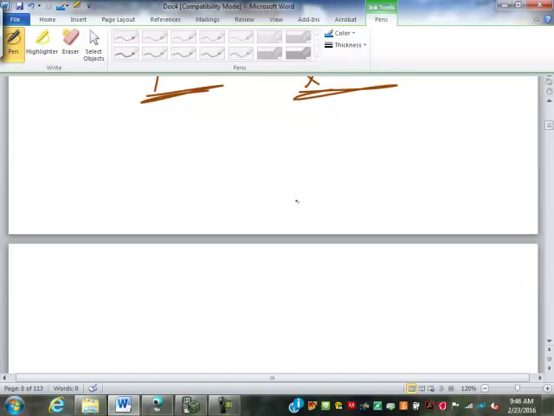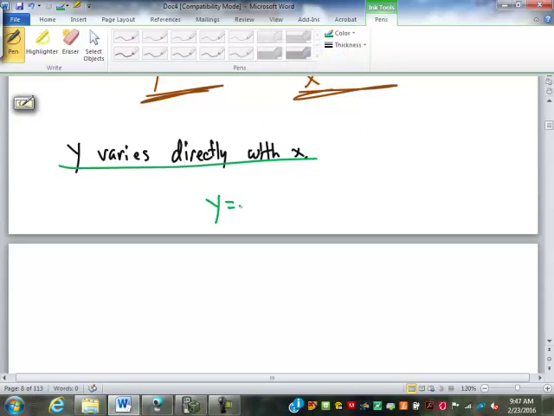So for example, if you are told y varies directly with x, or as x, what that is telling us right there is that y equals k times x, where k is a constant. A constant, just a number. 5, 7, 24, negative 13, whatever. Well, let's look at some more information.